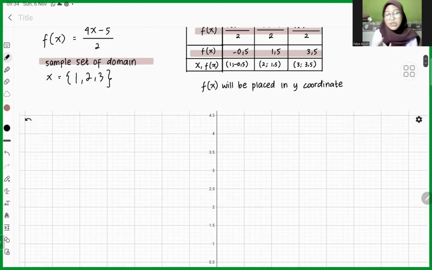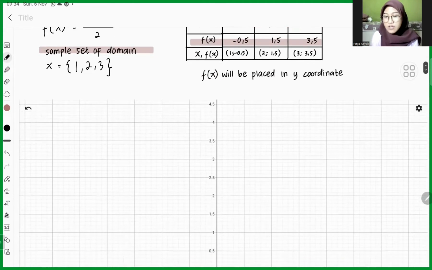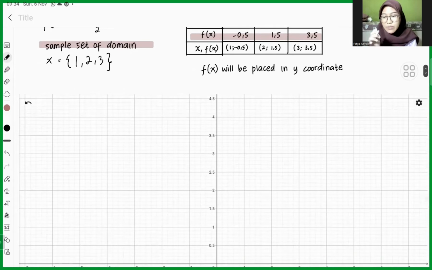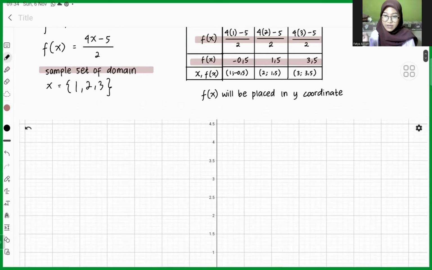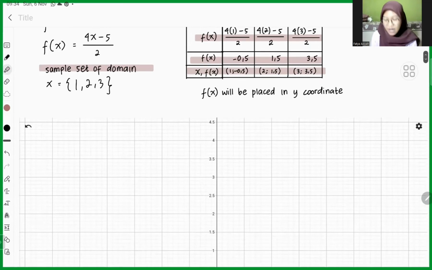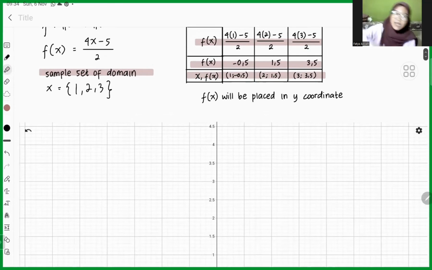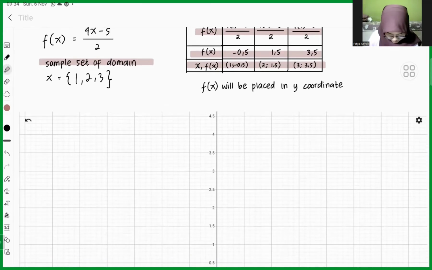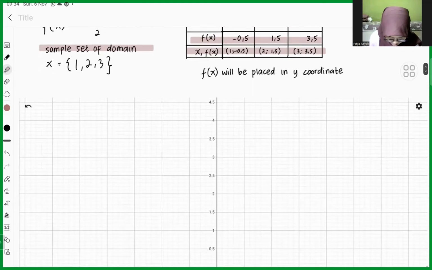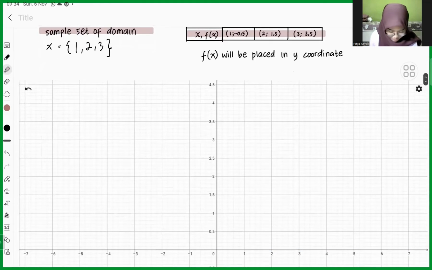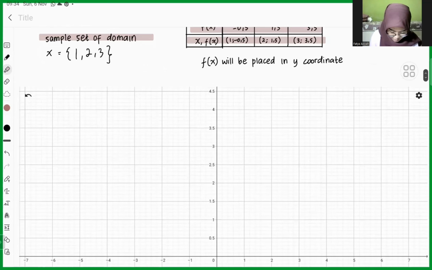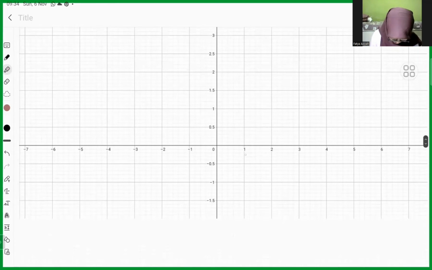After we get the output, we have the coordinates. The coordinates will be x, comma, f of x. This is the set of coordinates that we have. Then we place them on the graph. The first one I'm going to draw here: we have 1, minus 0.5.